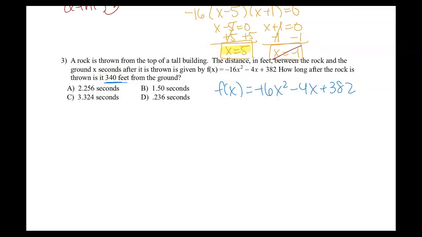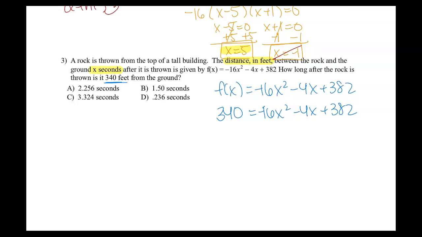Think back to what we just read. The distance in feet between the rock and x in seconds. X represents time. Do not plug 340 in for both of these x's. Do not do that. Instead, replace the entire f of x with 340. That is the height that we want to get to. So 340 equals -16x squared minus 4x plus 382. This is what you should have solved.